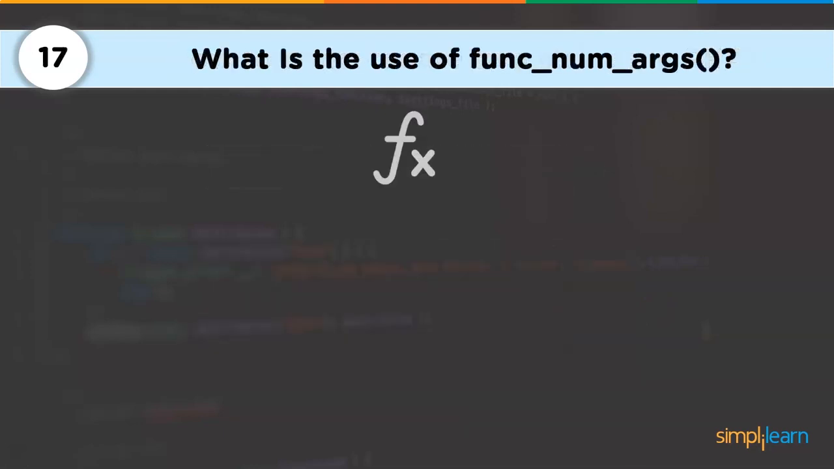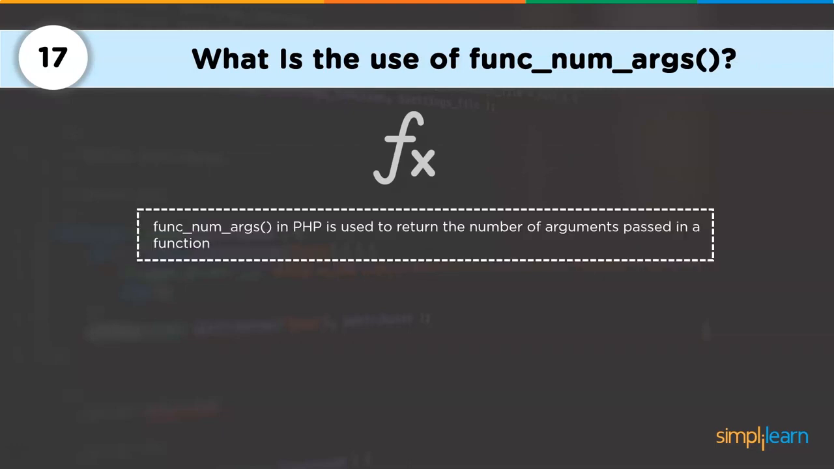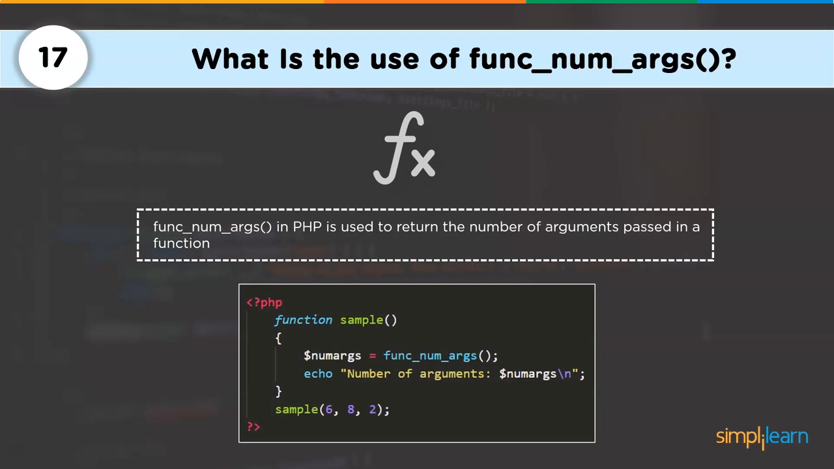Next question, what is the use of the func_num_args function? This function is used to return the number of arguments passed to a function. Suppose you pass a certain number of arguments to a function and want to know how many arguments were passed. You can use this function for that. In this sample code, you want to know how many arguments were passed to this sample function. So we declare a variable, number of arguments, and set it equal to the function func_num_args. Now we will display it, and this sample has passed 3 arguments, so the output would be 3.